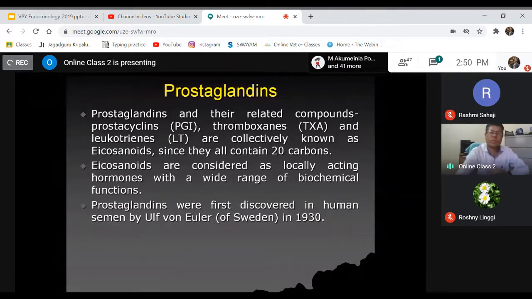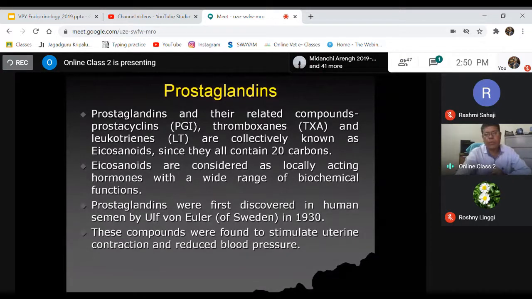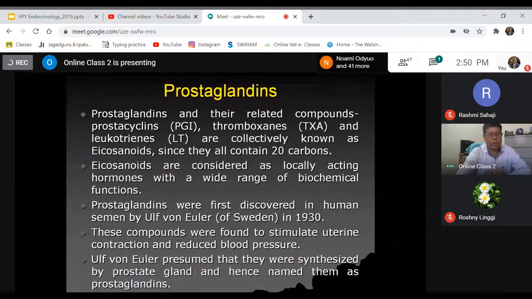Prostaglandins were first discovered in human semen by Ulf von Euler of Sweden in 1930. These compounds were found to stimulate uterine contraction and reduce blood pressure. Von Euler presumed that they were synthesized by the prostate gland, and hence he named them prostaglandins. So because of that, the name prostaglandins has come.